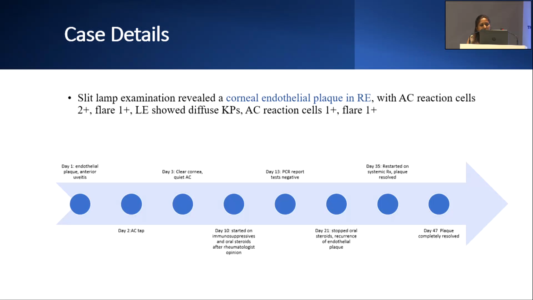On day 21, the oral steroids were stopped by the patient herself, and the plaque was noticed to recur after that. On day 35, when she was restarted on immunosuppressives and steroids, the plaque resolved, and on follow-up the plaque had completely resolved with a clear cornea and the vision improving to 6/6.